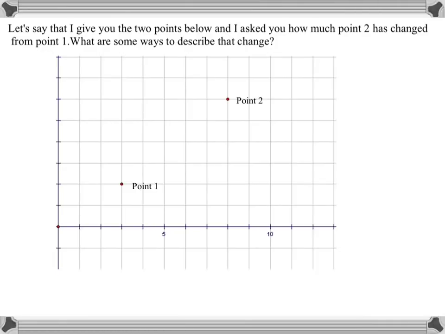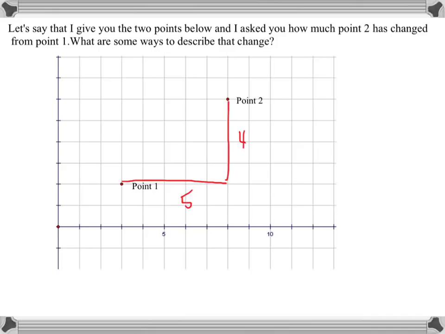Okay, so let's say that I have 2 points, point 2 and point 1, and I want to talk about how point 2 has changed from point 1. If you try to think about the ways to describe it, you can think about how far point 2 is away from the origin compared to point 1. That's one way of looking at it. You can say that point 2 has sort of increased on both the x and y, because point 2 is this far away. So that's 1, 2, 3, 4, 5 away, and it is 1, 2, 3, 4 up.